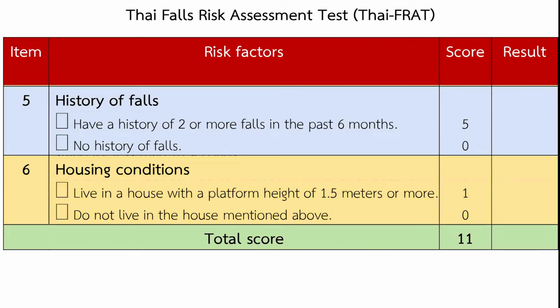Risk factor 5, history of falls. Have a history of 2 or more falls in the past 6 months, score 5. No history of falls, score 0. Risk factor 6, housing conditions. Live in a house with a platform height of 1.5 meters or more, score 1. Do not live in a house with a platform height of 1.5 meters or more, score 0.